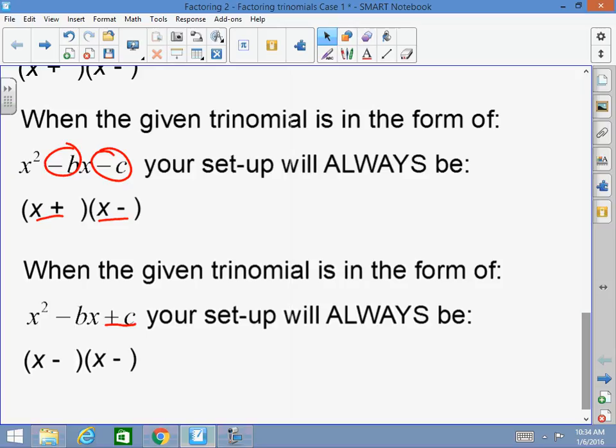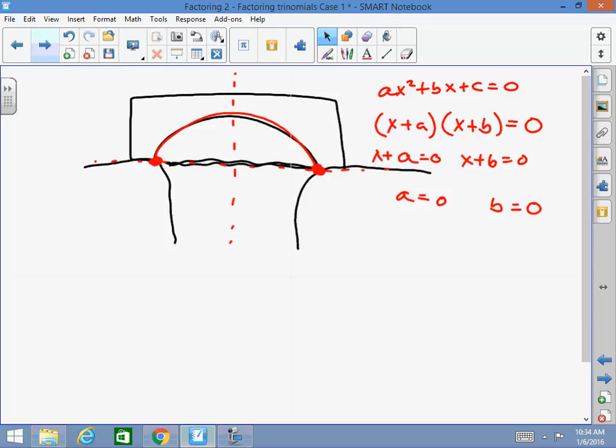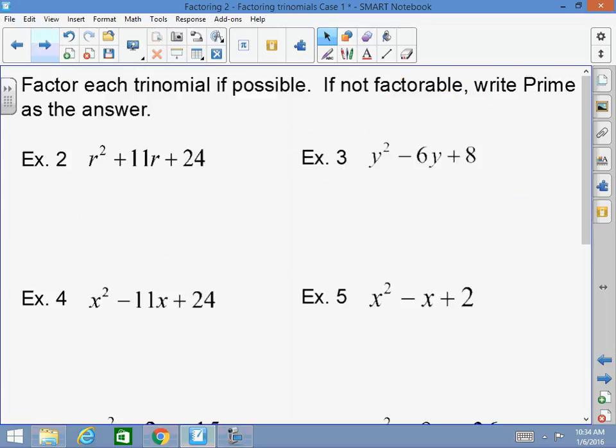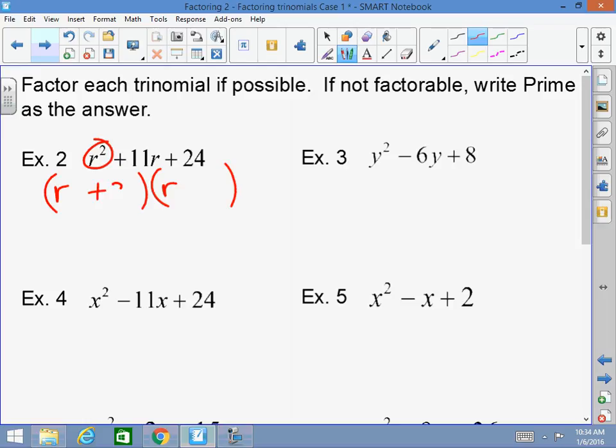Anything else before we continue, my brothers? All right, so then let's get right to it. Now it's just examples. So we've got a plus plus, so we know it's going to be plus plus. So for my setup, I've got an r and an r. Why? Because r squared, I take the square root of that, that's r and r. What times what is 24, but when added together is 11, boys? Positive and positive, so plus 3, plus 8, you're done, literally. That's it. Bye-bye. Have a good day, you're done. Not bad, right? Example 3.